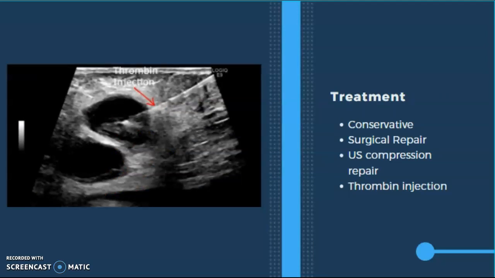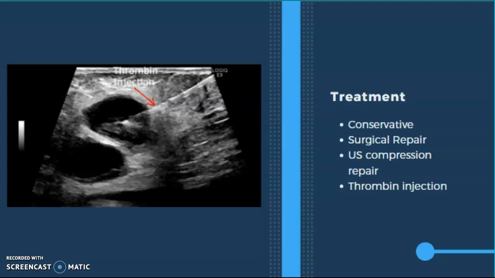Treatment options include, if it's really small, they might just have conservative treatment. They might just watch it and see if it enlarges. They can also go in and surgically repair a pseudoaneurysm, or they can manually compress it with the ultrasound transducer.